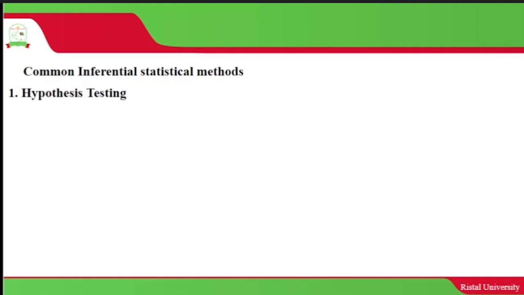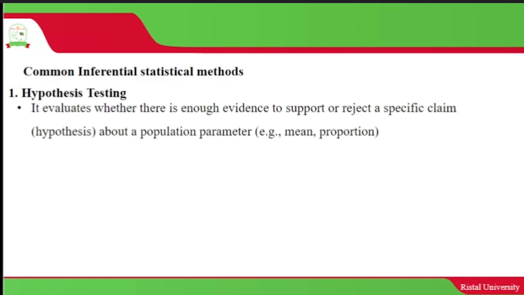Next, let's look at the common inferential statistical methods. Let's begin with hypothesis testing. So, hypothesis testing is a statistical method used to make decisions or inferences about a population based on sample data. So it evaluates whether there is enough evidence to support or reject a specific claim about a population parameter, for example, mean, proportion, among others.